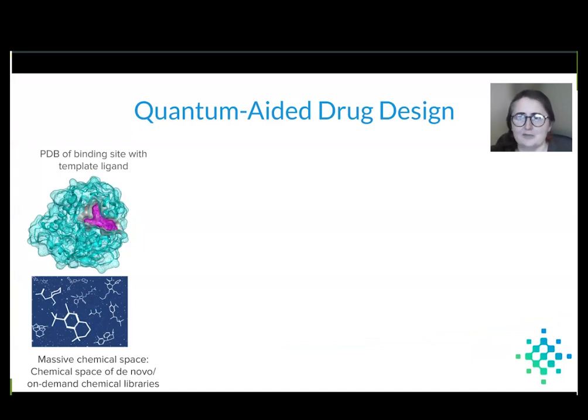We pair this information with a massive chemical space of fragments, and these fragments are the building blocks for small molecules. So the goal is to find a good combination of fragments that can be assembled into small molecules that fit that binding pocket. However, chemical space is huge, so we use the quantum annealing computer to help search that space.